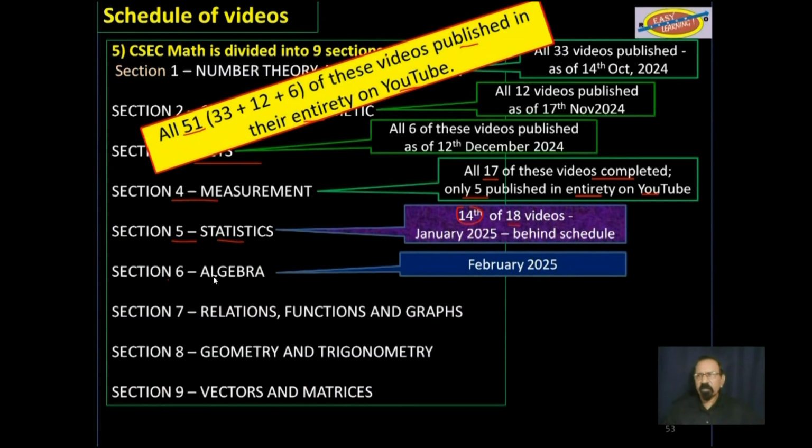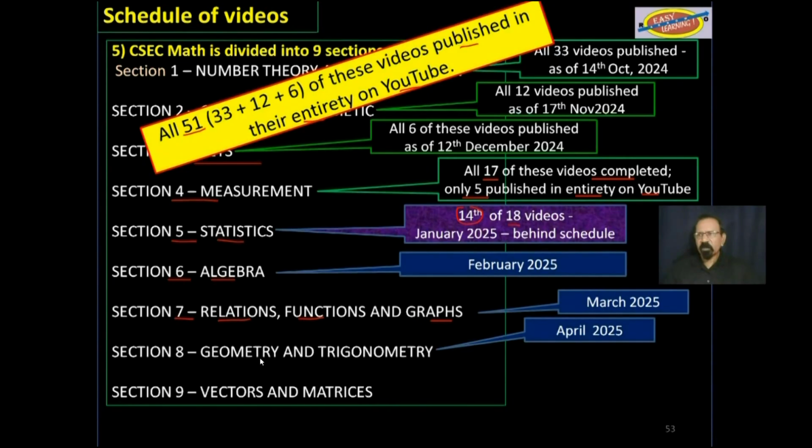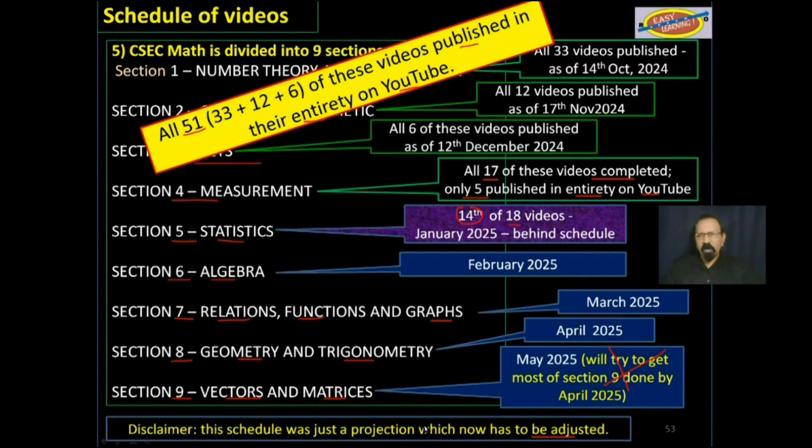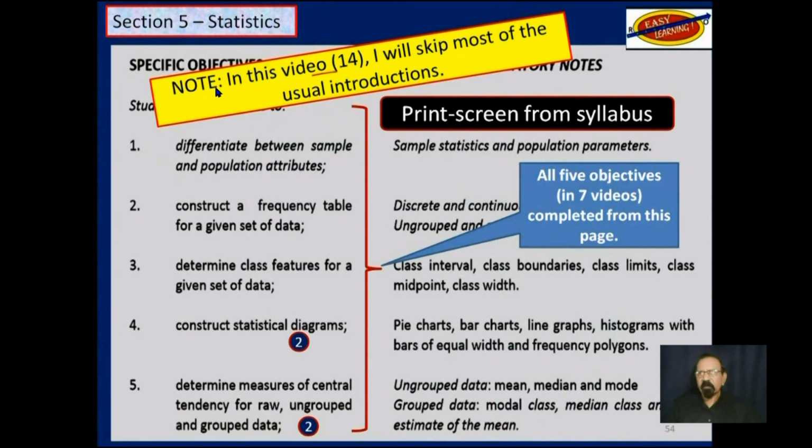And then section 6, algebra. Section 7, relations, functions, and graphs. Section 8, geometry and trigonometry. Section 9, vectors and matrices. I am well behind schedule, so I have to readjust that schedule later. Note that in this video, video 14 from this section, I will skip most of the usual introductions.